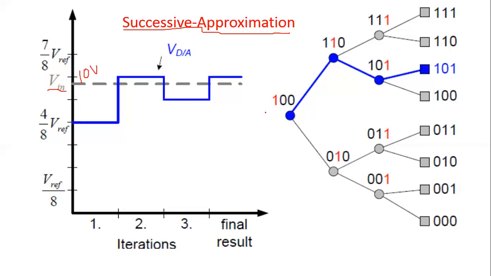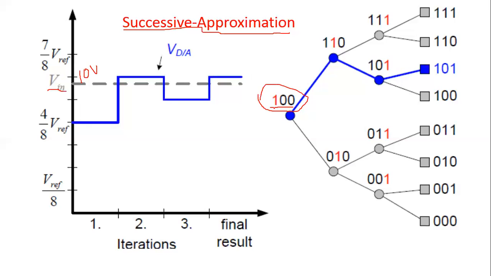Now, in the successive approximation method, first you have to give one trigger. The trigger is used to start the conversion, that is the start of conversion. Once you give the trigger, the successive approximation method will be on. In this, the MSB bit will automatically be made 1, and the remaining bits will be 0. I'm taking 3 bits.